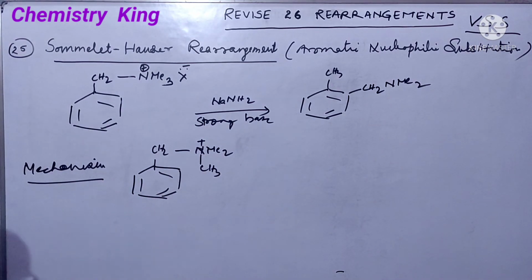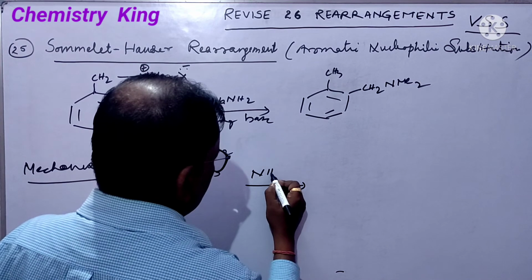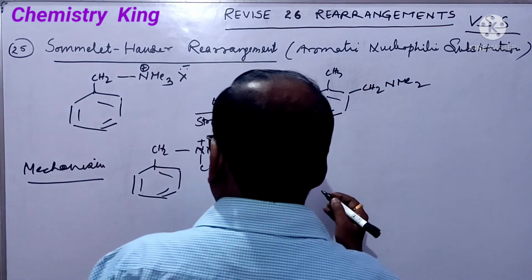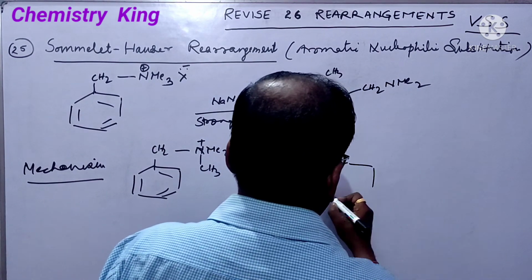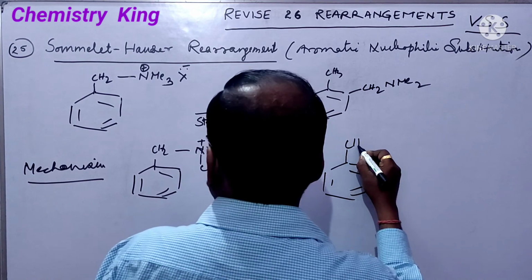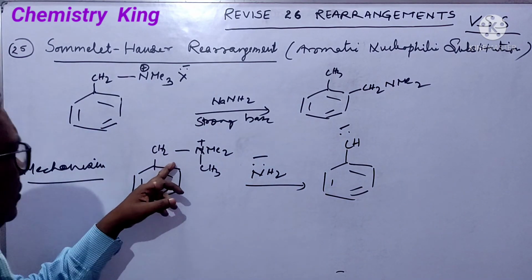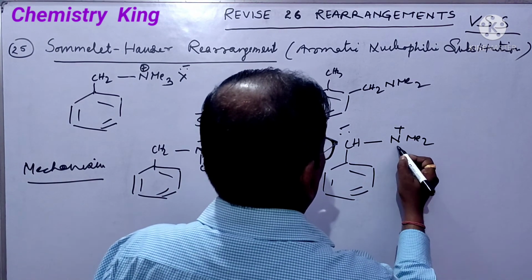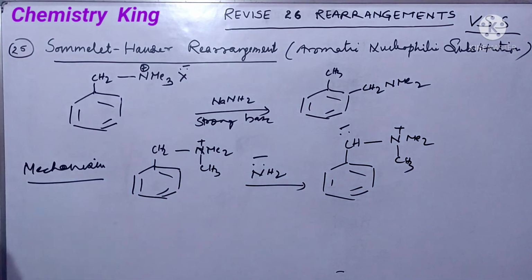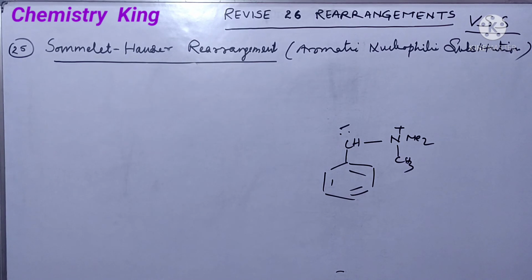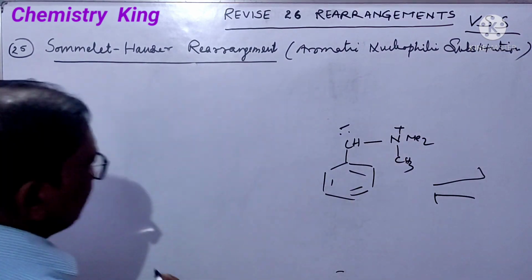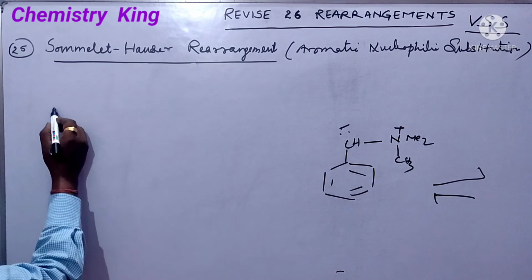Okay. Now, the base here is NH2 minus, a strong base. It will abstract this hydrogen, leading to a carbanion, CH minus, bonded to N plus Me2 and CH3. You will get this carbanion. Friends, this carbanion will change into this carbanion. Negative charge will be here.